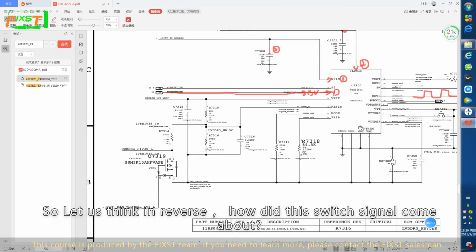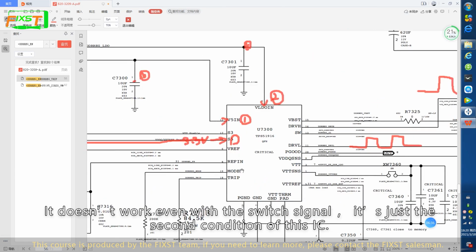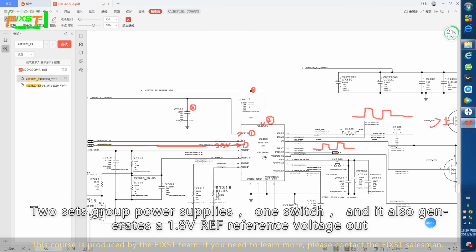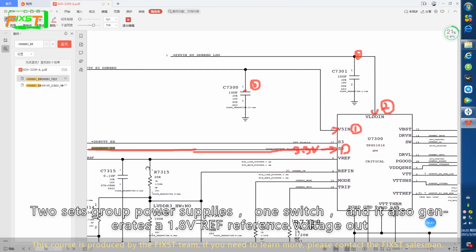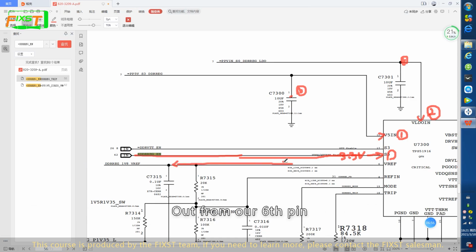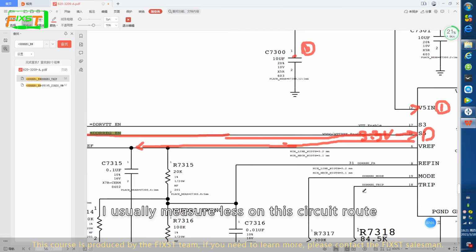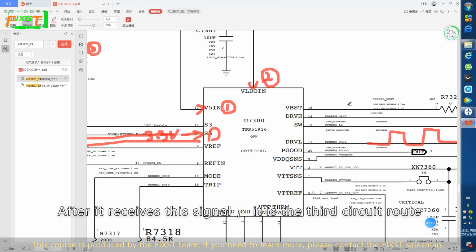So let us think in reverse. How did this switch signal come about? It doesn't work even with the switch signal. It's just a second condition of the IC. Two set screw power supplies, one switch, and it also generates a 1.8V REF reference voltage out from our 6 pin. I usually measure less on this circuit row. I'm testing the power supply and switching signal a little bit more. After we resist this signal, it is a third circuit road.